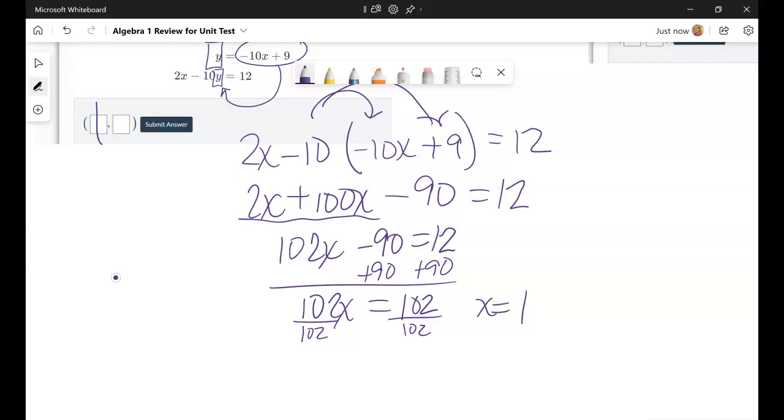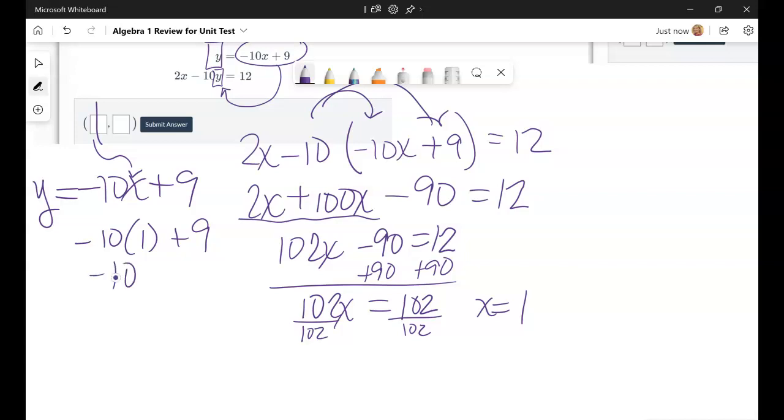Probably. You've probably seen that problem before. Which equation is going to be the easiest for us to find y? Probably the y equals 12. I'm going to do the first one. Y equals negative 10x plus 9. And I'm going to put that 1 in place of x. So what's this going to be? Negative 10 plus 9, negative 1. Doesn't look like it's supposed to look right there. Let me fix it.